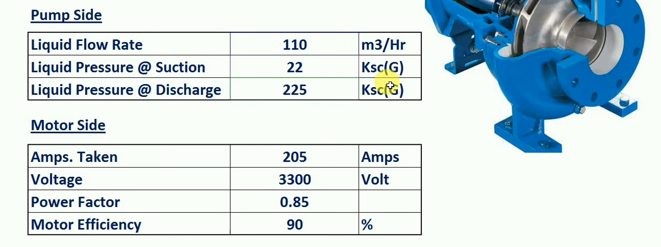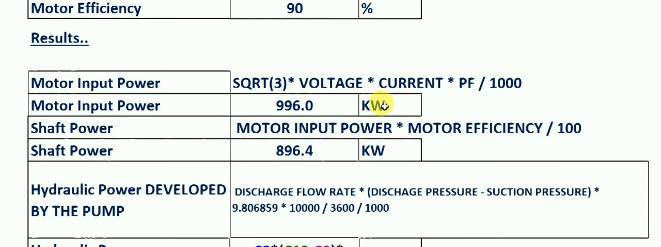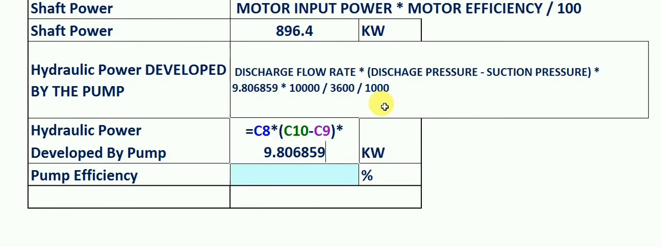1 kg is equal to 9.806859 Newton. It is in centimeter square, right? So we want to convert into meter square. So kg per centimeter square, right? Meter square means 100 centimeters to 1 meter. So centimeter square, it will become 10 to the power of 4. So centimeter square to meter square we converted.